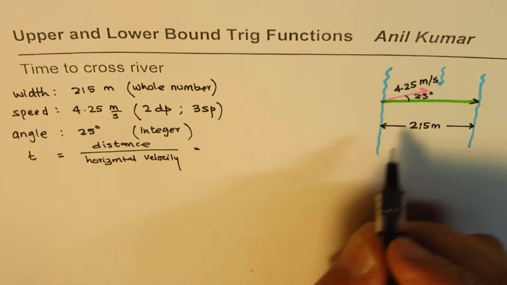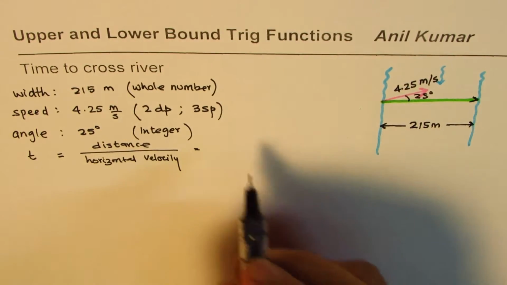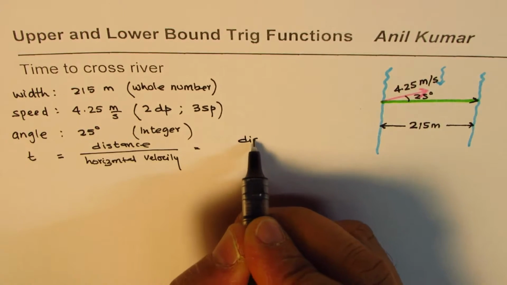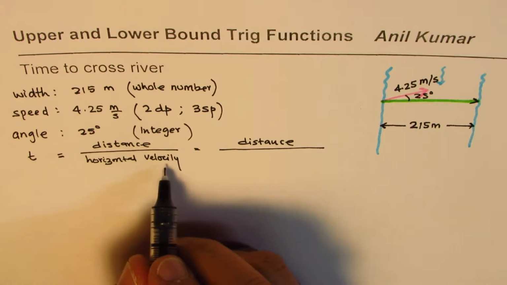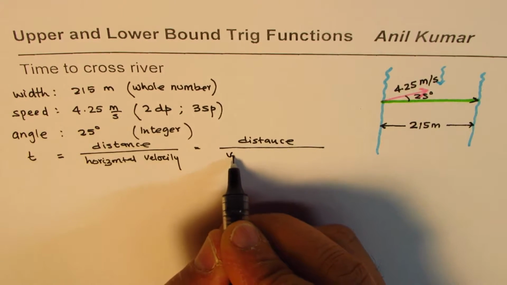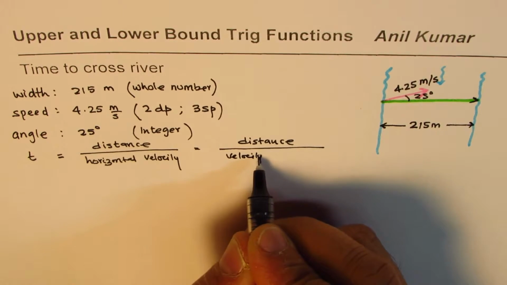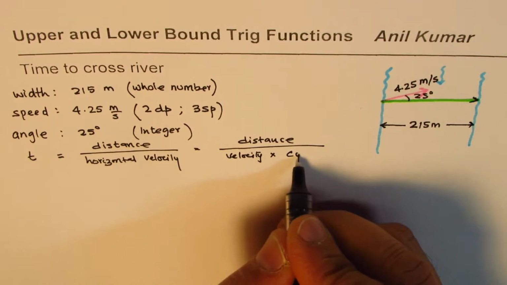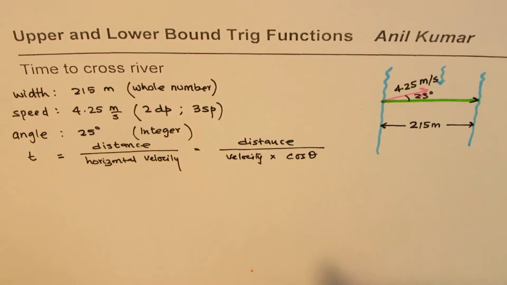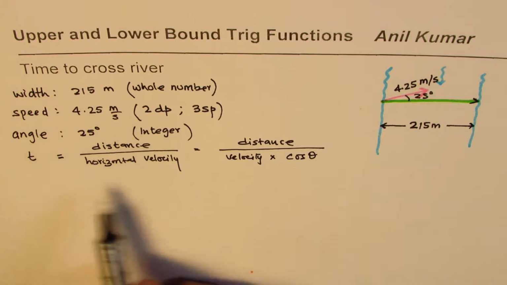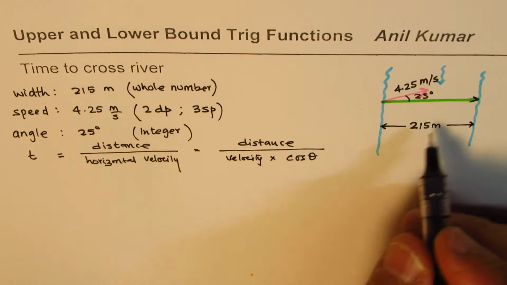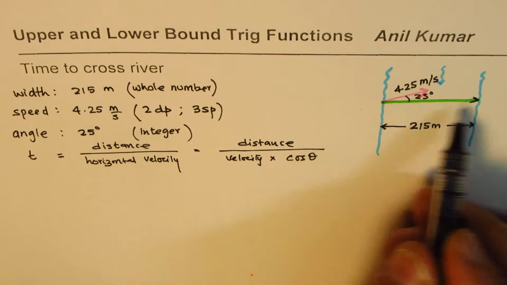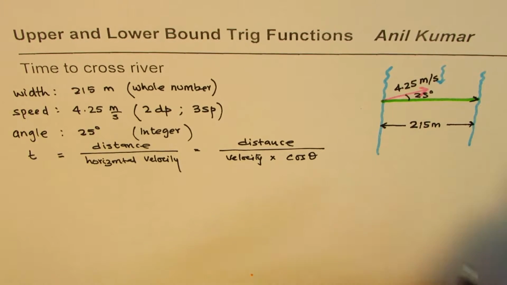So in our case, distance is 215, so we'll just write distance at present. And the horizontal velocity will be whatever is the velocity times cos of the angle. Cos of the angle. Let me write theta in general because we'll replace it with the upper and the lower values. Is that okay? So this is what we want to find. Basically we want to find the upper and the lower limits of time to cross this river horizontally. Is that okay?